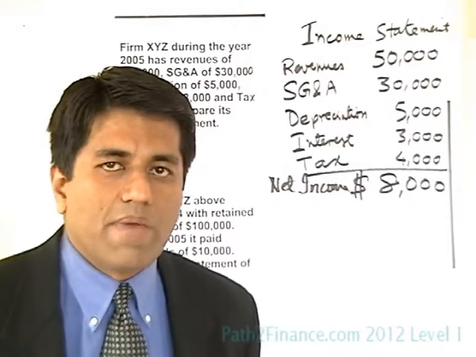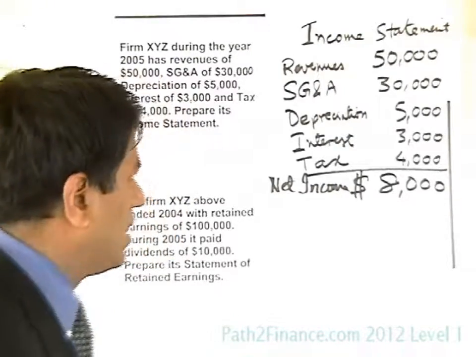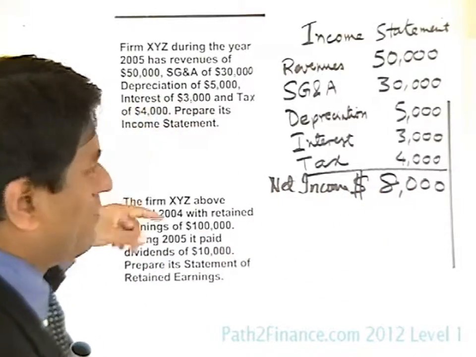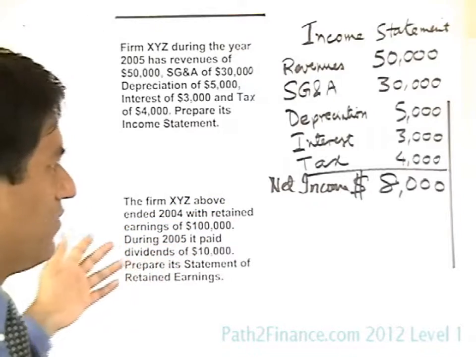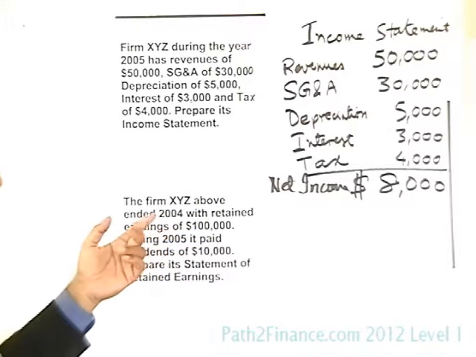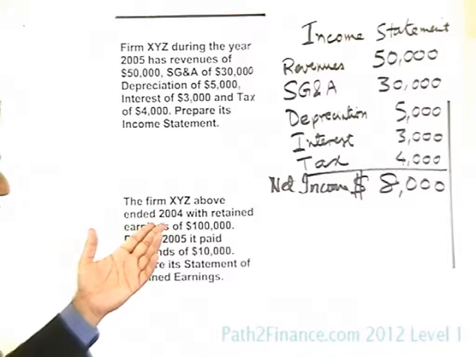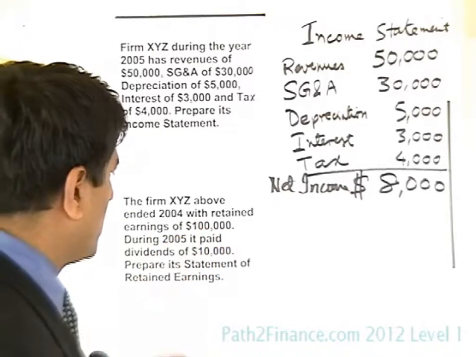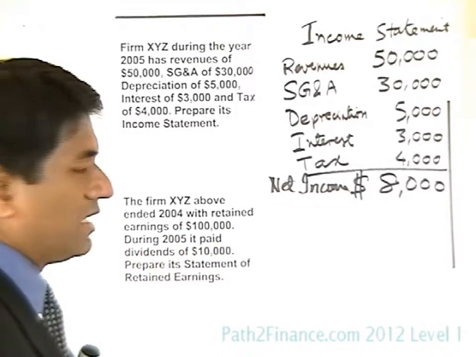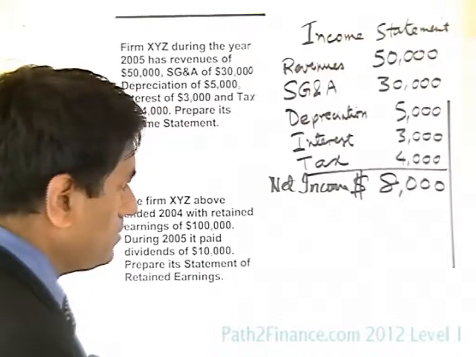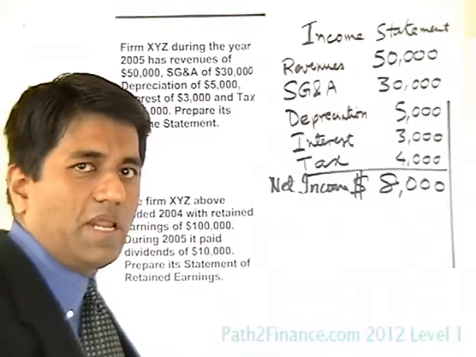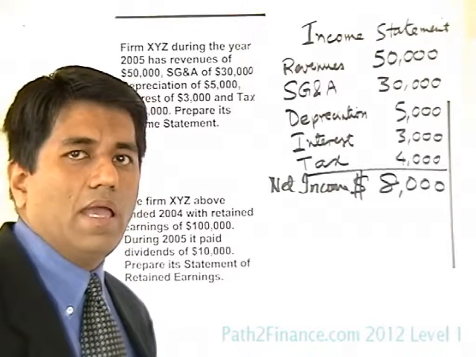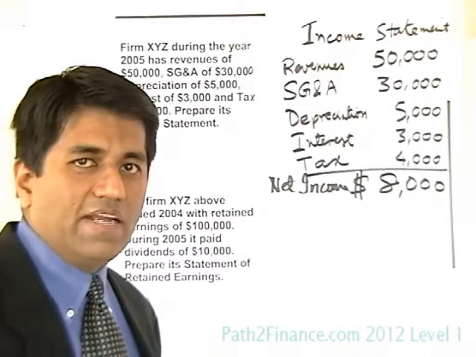Next, we would like to prepare the statement of retained earnings. For that, we need net income, which we have computed. So it's the same firm, and now we wish to prepare the statement of retained earnings. The information we have is that at the end of 2004, which is the beginning of 2005, the firm had retained earnings of $100,000. During 2005, it paid dividends of $10,000. So this information plus the net income information is enough for us to calculate retained earnings at the end of the year.